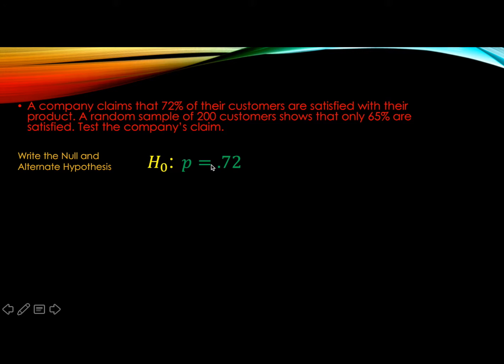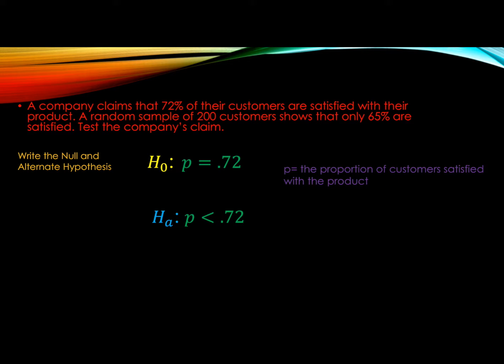The alternate hypothesis is expressed as H sub a. This is what we think is the real cause. The null and the alternate are the same except for the sign. The alternate can either have a greater than, a less than, or not equal to. If we look at our problem, it said random sample, 65% were satisfied. And since 65 is less than 72, our proportion is less than 0.72. We have to define what p means. In this context, p is the proportion of customers that are satisfied with the product.